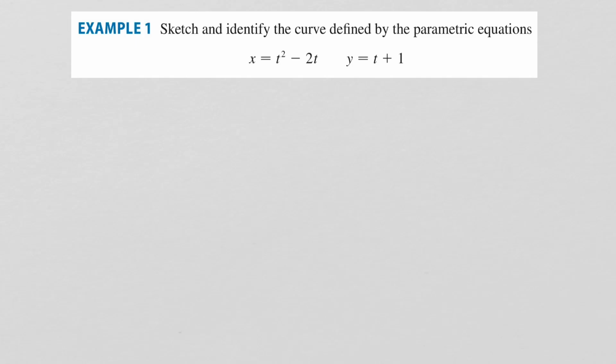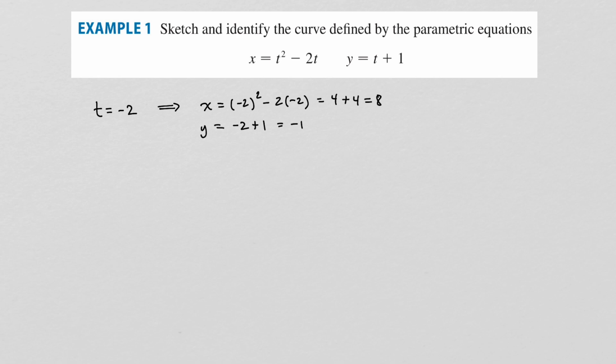So let's start by choosing a random value for t. Suppose t is equal to negative 2. If this is the case, then x is going to be negative 2 squared minus 2 times negative 2. And this is 4 plus 4, which is equal to 8. Y will be equal to negative 2 plus 1, which is negative 1. And so this means that when t equals negative 2, it corresponds to the point 8, negative 1. Let's do this for a few more values for t.